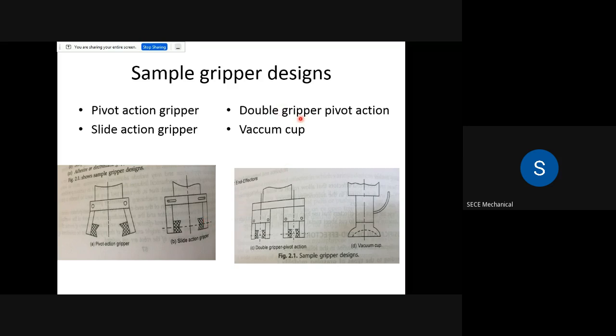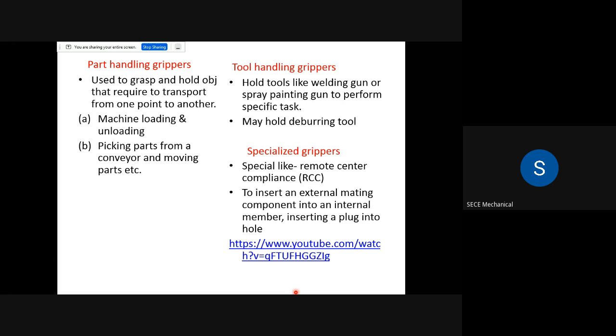And also there are the double gripper, pivot action, and vacuum cup. All these examples of grippers are generally types of sample gripping designs, right? So it may vary depending upon the applications, right?